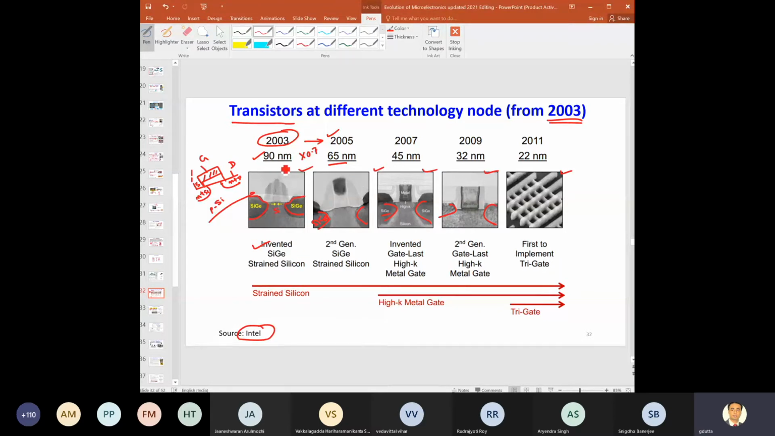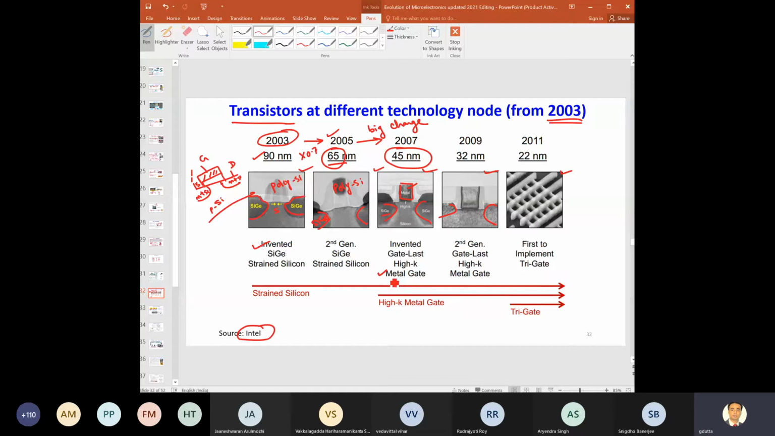So not much change from 90 nanometer to 65 nanometer, but a big change from 2005, that is 65 nanometer, to 45 nanometer. Big change. What are the big changes? See here. Here the gate is made up of polysilicon. Here the gate is also made up of polysilicon. But in 45 nanometer technology, Intel has introduced metal. So that is number one, the metal gate.